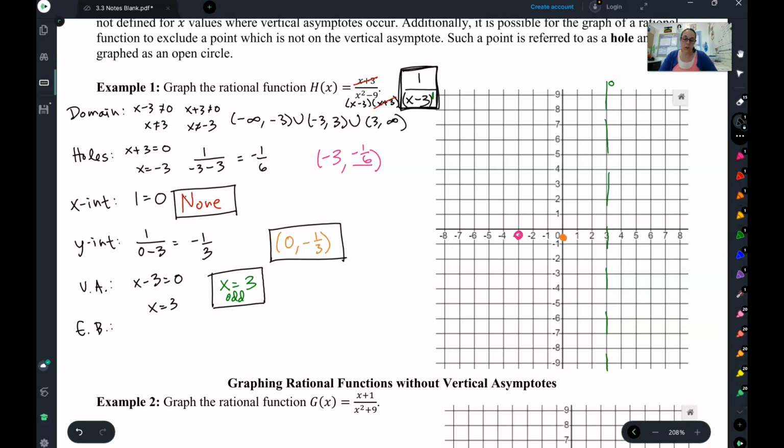End behavior, look at the degree on top and bottom to know which rule to use. The degree on top of our simplified equation is 0. The degree on bottom is a 1. So this is a bottom heavy end behavior, which means we know it'll be y equals 0. So I do my stars over here at 0.